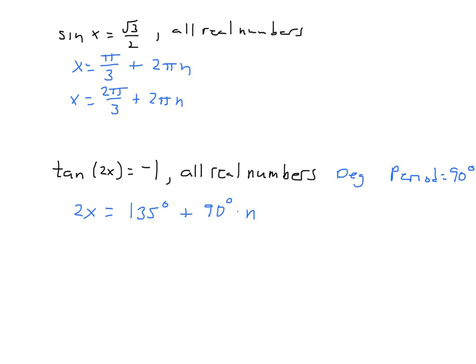Of course, I do still have to solve it for x. To do that, I divide by 2. And so what I'll get is x equals 135 degrees divided by 2 plus 90 degrees times n over 2, which you can simplify a little bit. Just say 135 degrees over 2 plus 45 degrees times n. And again, where n is an integer. And that will give us every value I can plug in for x that would make this equal to -1.